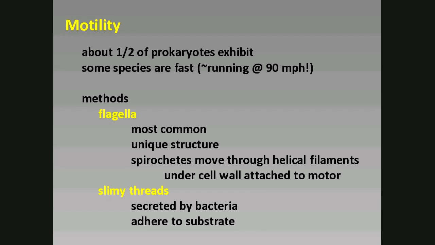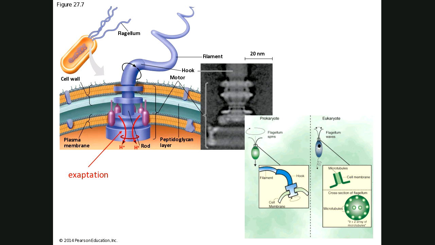As for methods, the flagella is the most common, that little spinny thing, just like in eukaryotic cells. Now, it is a flagella, but let me show you right now. Let's take a look at the flagella in a prokaryotic cell and a eukaryotic cell. It's a really cool story. All right, up in the upper left is the flagella of the prokaryotic cell.